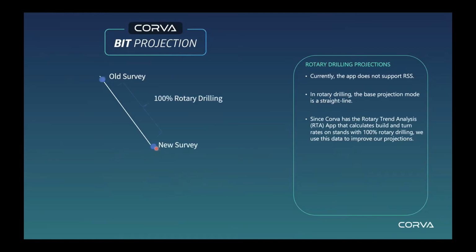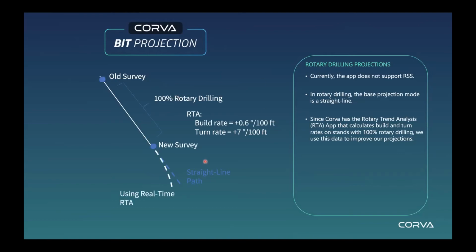So how does that work? How does Corva calculate the rotary trend calculation? Basically, what we do is we have two survey stations, the old survey station and the new survey station. If between these two surveys we have 100% rotary, we can calculate build and turn rates from that. And this is done in a separate app, which I will show you here in just a second.